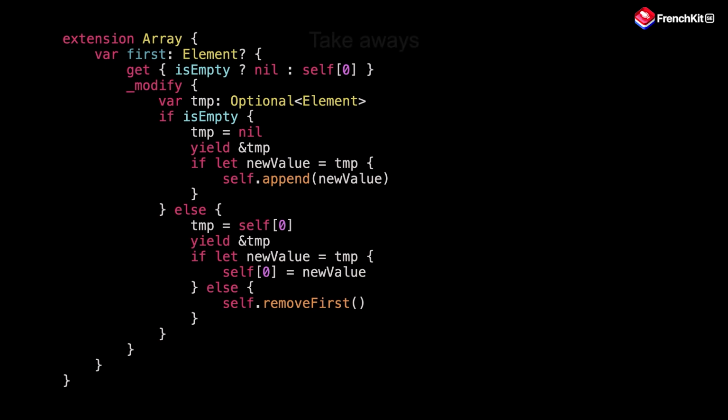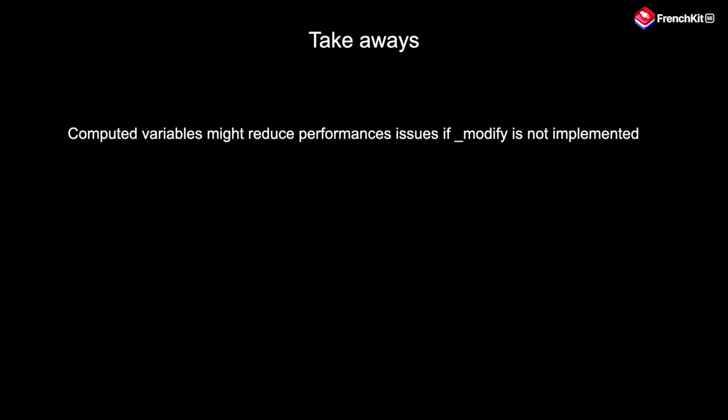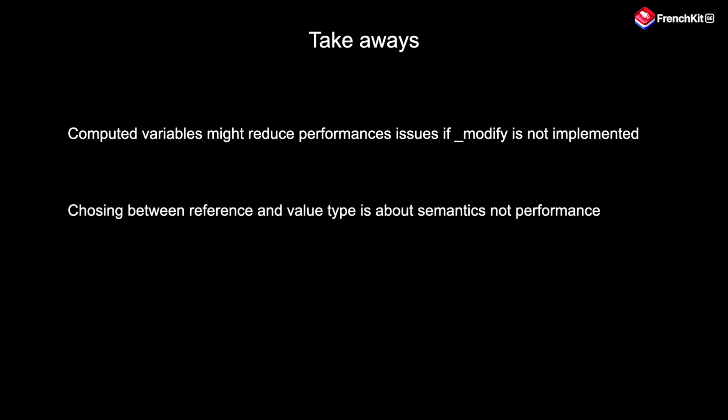So, what should you remember from this talk? Computed variables are often something we use in Swift, and they might run you into trouble with optimization. Because if you use them with something that is copy on write, you might need to implement this modify keyword. I'm going to put that there because it's never repeated enough. Whenever you want to choose between a struct, enum, or class, you need to choose because you want value semantics or reference semantics. It's never about performance.